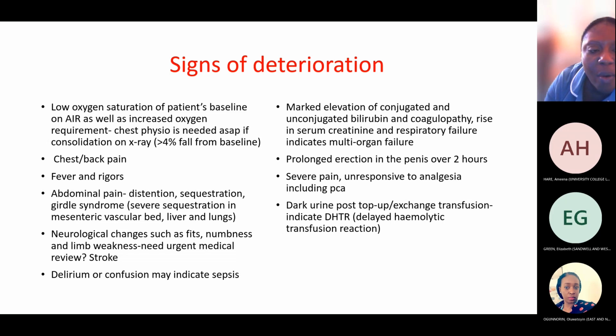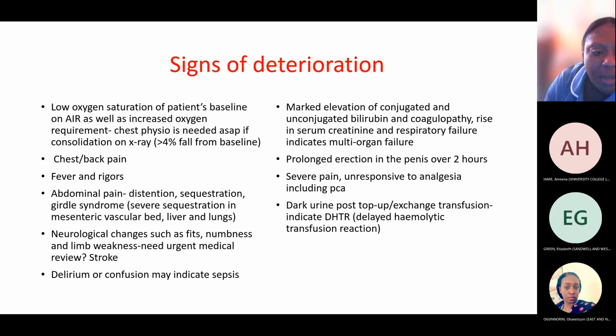If they're having fever or rigors as well, are they having sepsis? Is there infection that we need to look out for? We also need to do a urinalysis for the patients to make sure, because if there's an infection, sometimes you pick it up in their urine.